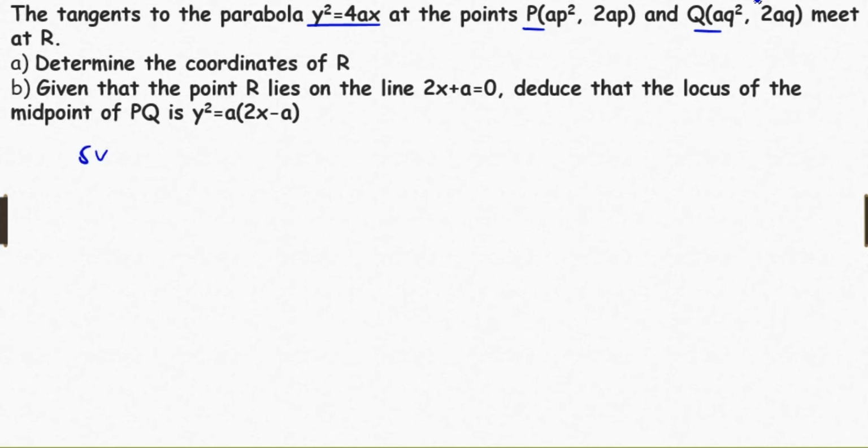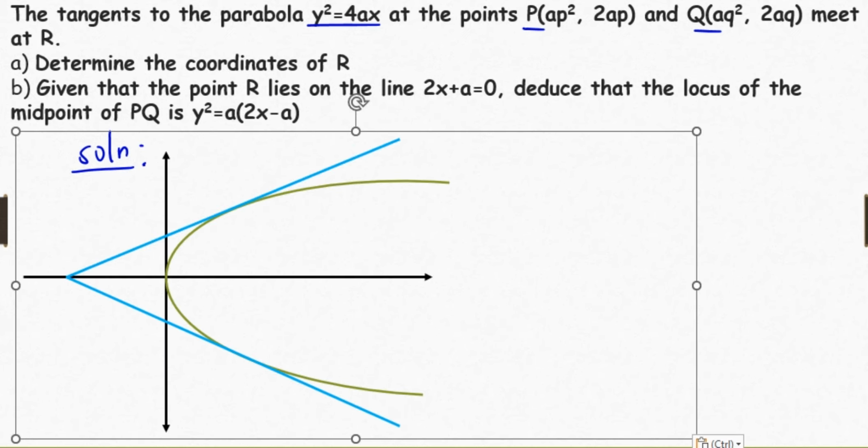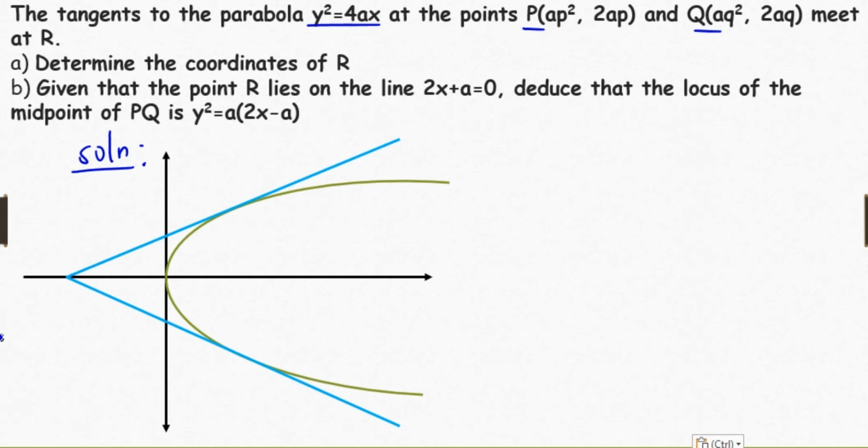So as part of the solution, we need to first sketch our parabola. So here is our parabola. This is the x-axis, the axis of the parabola. Then this is the y-axis. So our parabola is y squared equals 4ax. This is the first tangent and this is the second tangent. Okay. So point P is (ap squared, 2ap), and here is our point Q.